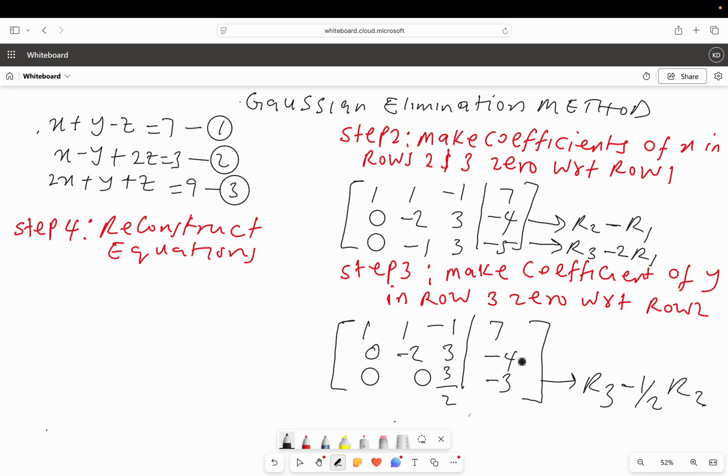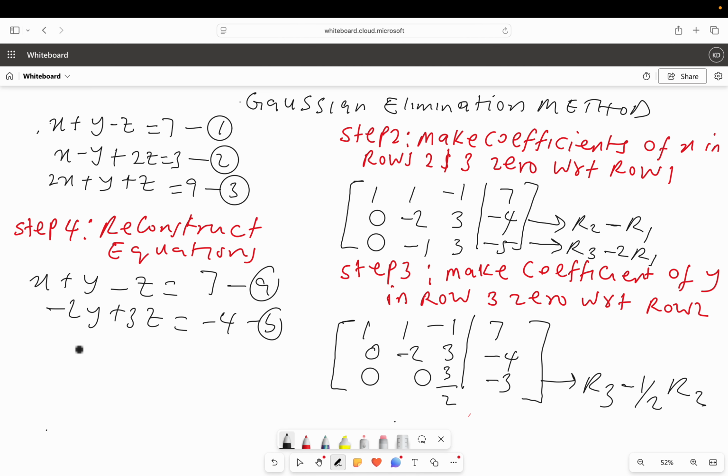So my fourth step is to reconstruct my equations from this augmented matrix. So if you look at the first equation, I will just have x plus y minus z is equal to 7. Then for the second equation, so let me call this A. So for the B equation, I will just have minus 2y plus 3z is equal to minus 4. Then my final equation will just be 3 over 2z is equal to minus 3, and this is my C.